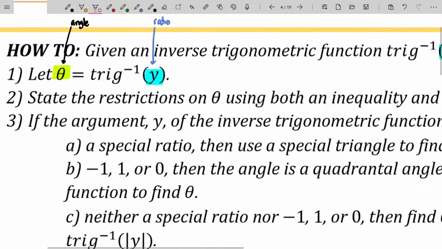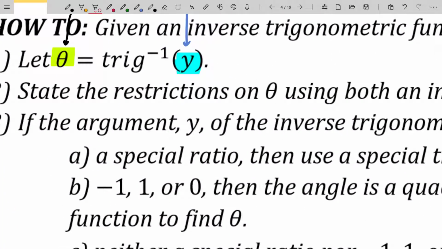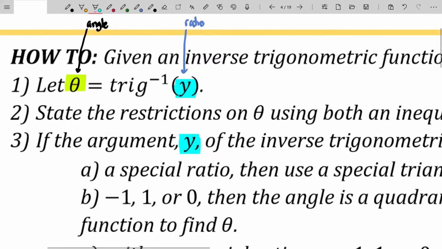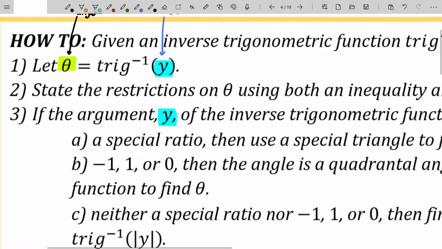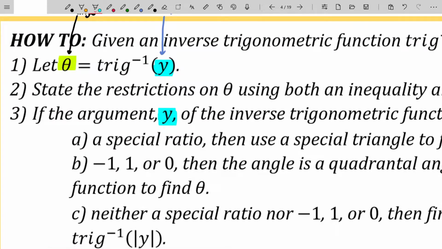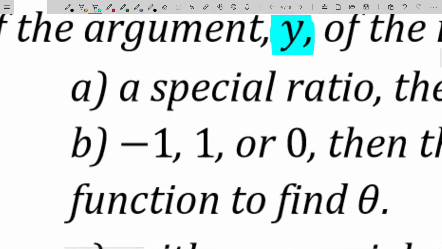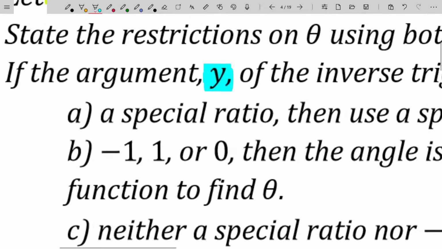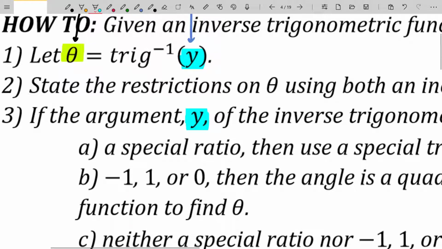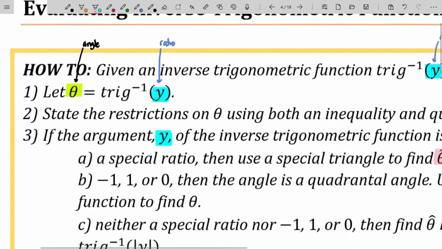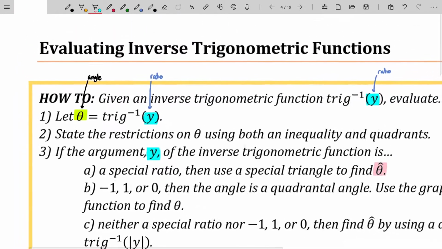If it's not a special ratio, so again, we're talking about that value of y. Right there. So if that value of y, which is the argument of your inverse trig function, is not a special ratio, then it's one of two things. Either it's a quadrantal ratio, which would be a -1, a 1, or a 0. And that just means the angle that is going to be spit out by that inverse trig function is a quadrantal angle. In other words, it's an angle that lands on a quadrant.